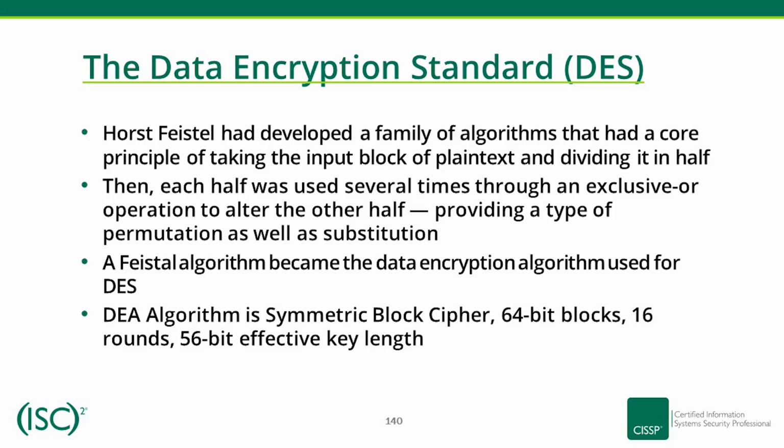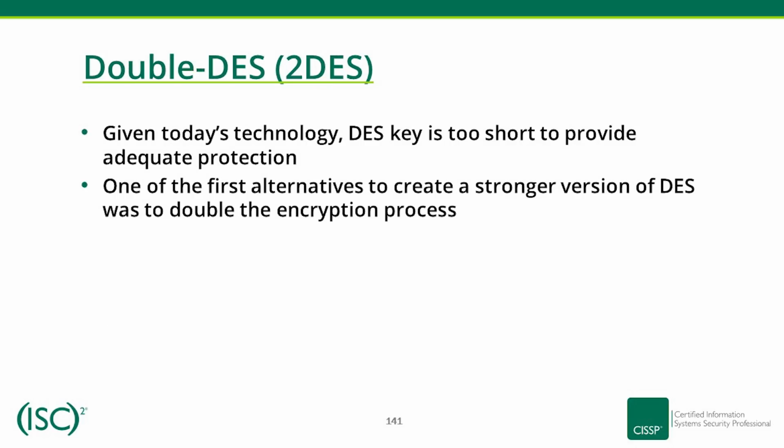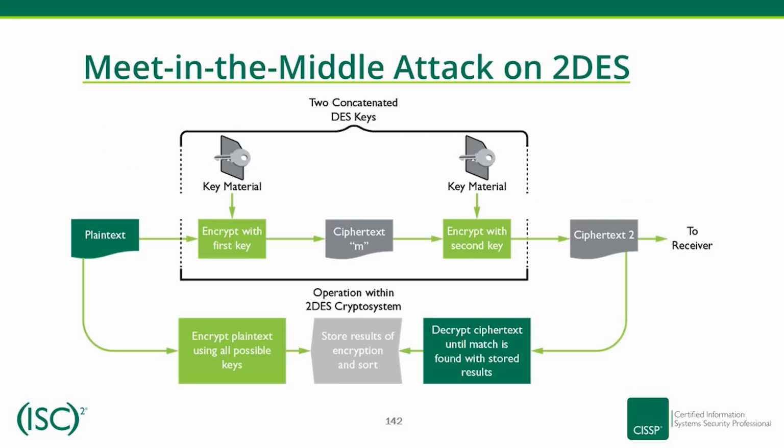The DEA algorithm is a symmetric block cipher, 64-bit blocks, 16 rounds, 56-bit effective key length. Double DES, 2DES. Given today's technology, the DES key is too short to provide adequate protection. One of the first alternatives to create a stronger version of DES was to double the encryption process. Meet in the middle attack on 2DES.